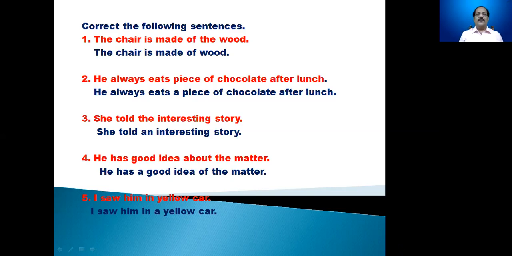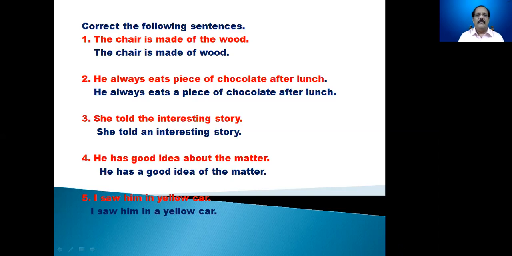Then look at the fourth one. He has good idea about the matter. So he has a good idea. It should be used with an article there. About the matter, not about the matter; it should be of the matter. When you say about the matter, are you not talking about the matter? So the right way of expressing it is: He has a good idea of the matter.